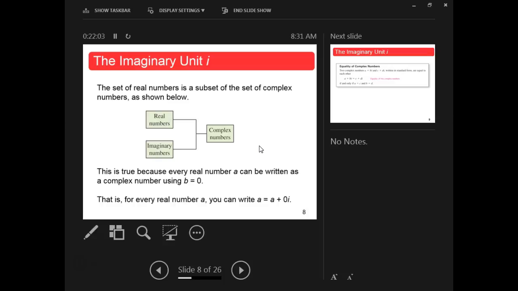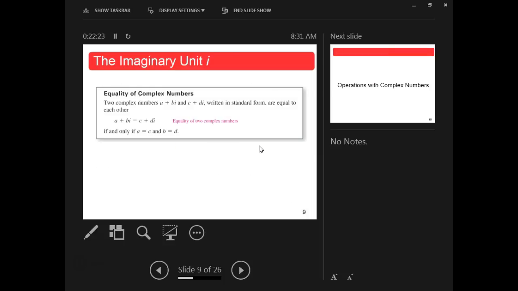But the real number can be written as a complex number as long as b is equal to 0. That is, for every real number a, you can write a as a plus 0i. Okay. Why would you want to? I don't think, but unless you're adding or doing something else to it, that you would need that imaginary part. All right.